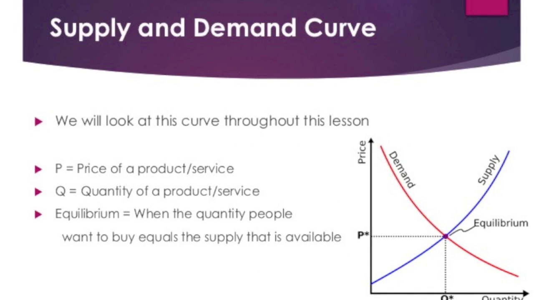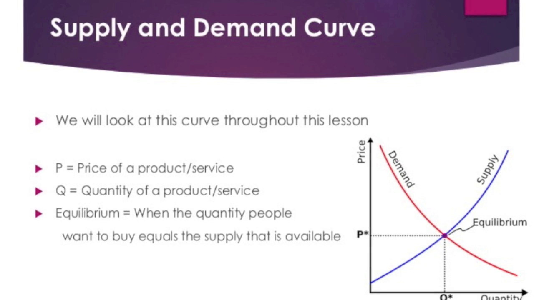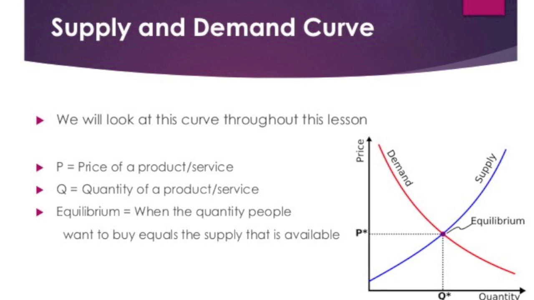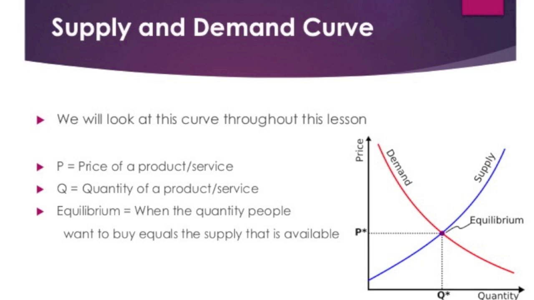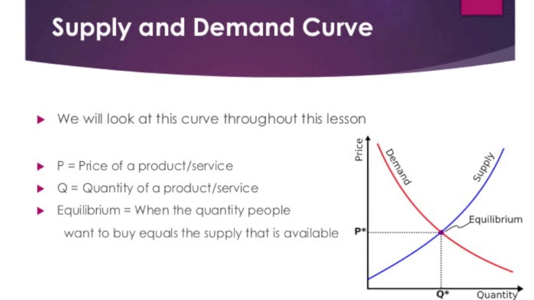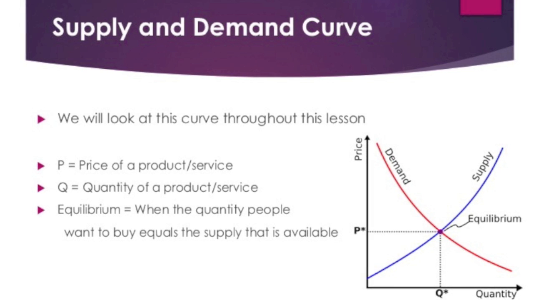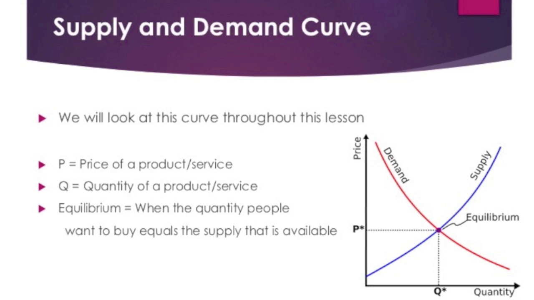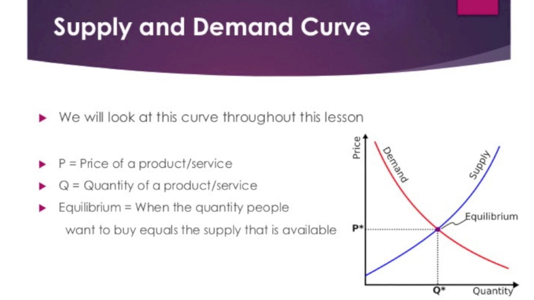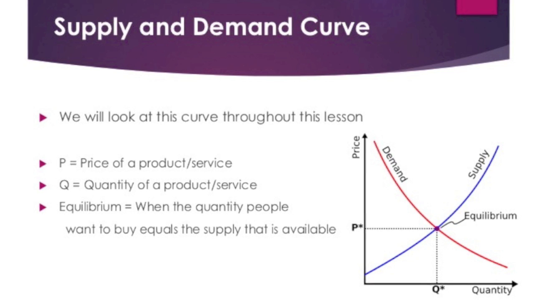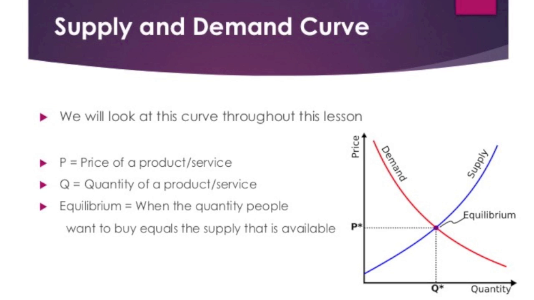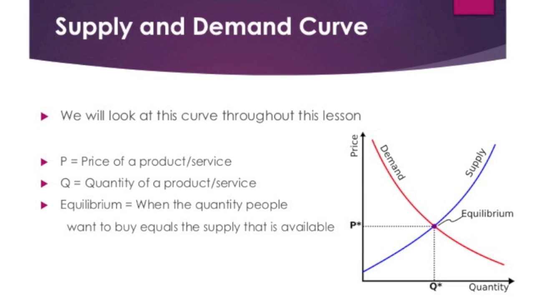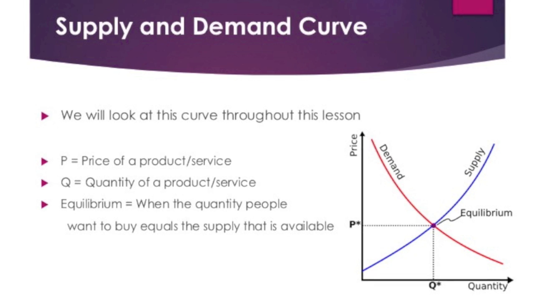We will be looking at supply and demand in detail, but we will be using the supply and demand curve throughout this lesson. Take a look at the curve in the bottom right-hand corner of this slide. P equals price of the product or service, Q equals the quantity of the product or service, and equilibrium is when the people want to buy the exact amount of supply that is available. This basically never happens, but this is what the marketplace is always trying to achieve, equilibrium, where the demand and supply equal each other.